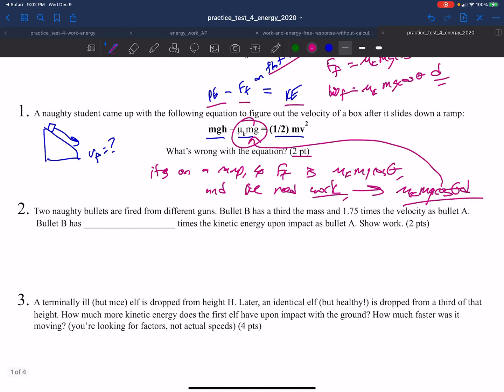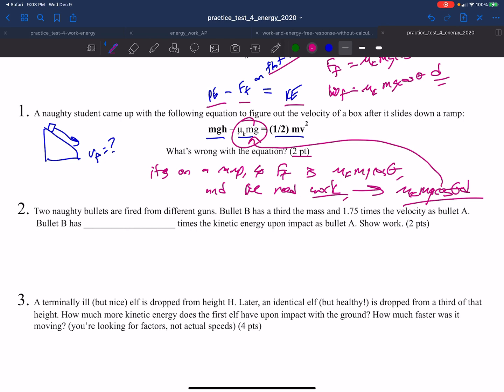Okay. Two bullets are fired from different guns. Bullet B has 1/3 the mass and 1.75 times the velocity as bullet A. Bullet B has blank times the kinetic energy upon impact. Show the work. Okay, so these are pretty common questions that I like to ask because it gets to how the mass and the velocity affect the overall kinetic energy of a system.